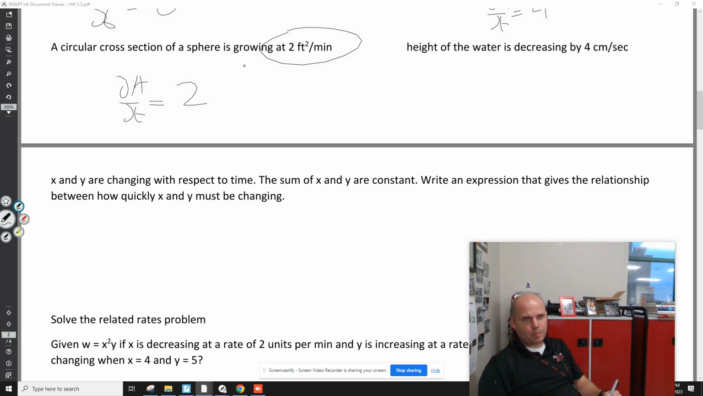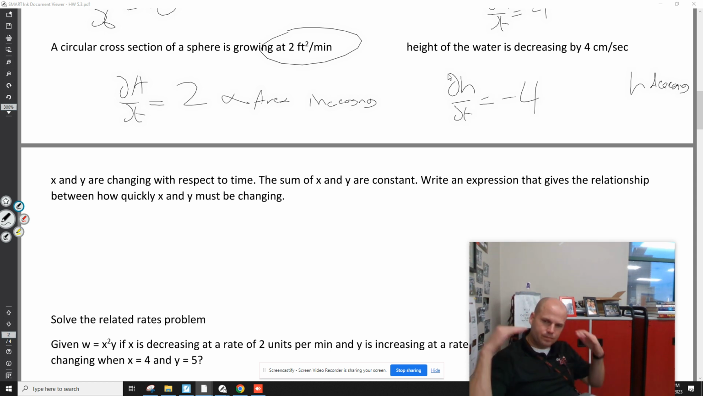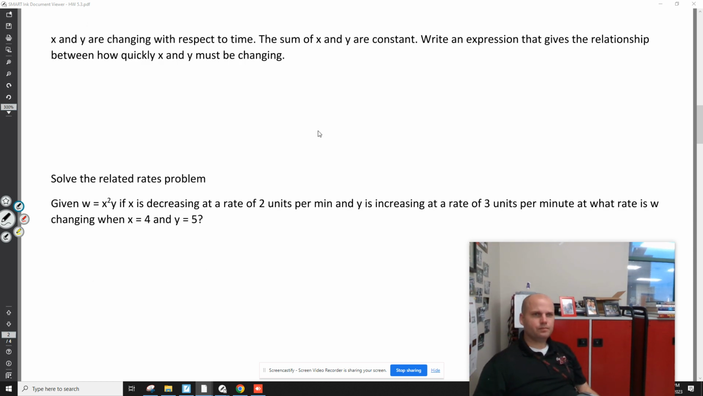If a derivative is positive, the original thing must be increasing. If the height is decreasing, if something is decreasing, the derivative must be negative. Important.